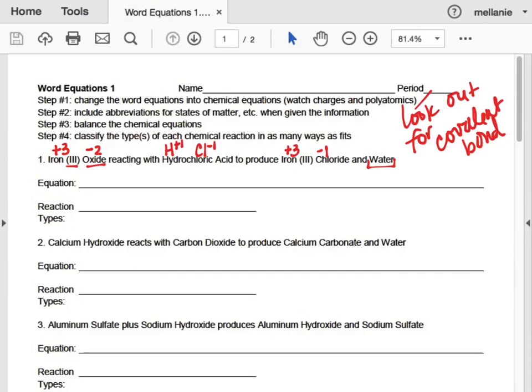All right, so what is the formula for iron 3 oxide? Fe2O3. Hydrochloric acid, what's the formula for that? HCl. Iron 3 chloride, how many? FeCl3. For every 1 iron, we need 3 chlorines.